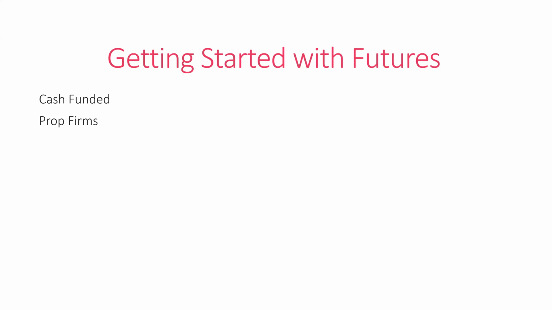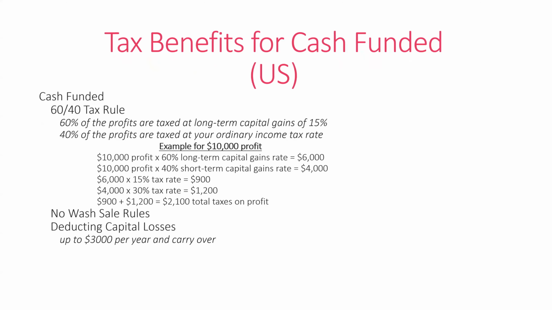All right. So when it comes to futures, there are two types of futures accounts that you can get. You either get a cash funded account or you can do the prop firm route. And this is something that I'm not exactly sure why most people don't even cover, but if you live in the United States, death and taxes, you need to really worry about the tax benefits and also exactly what's going to cost you in terms of taxes.